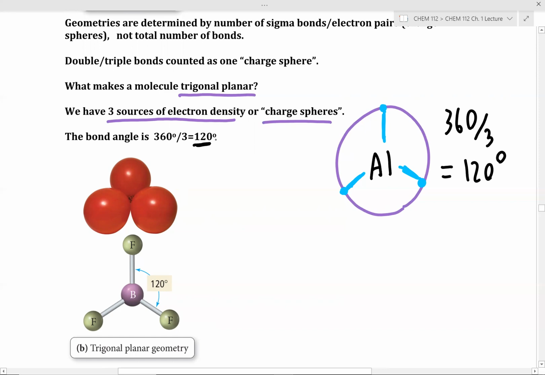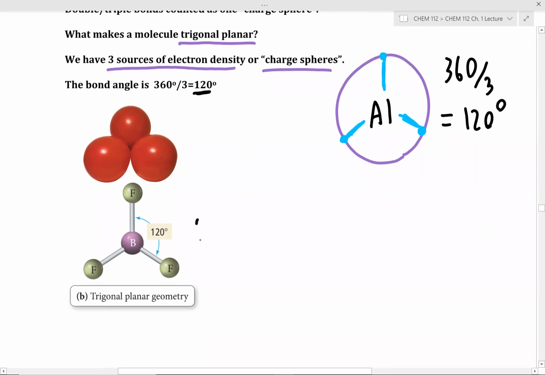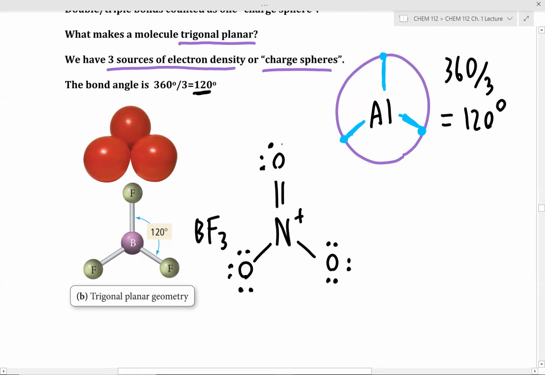Now, examples of molecules with the trigonal planar geometry would be BF3. Another interesting example, just to showcase molecules with a trigonal planar geometry, would be nitrate, which is NO3 minus. Now, one unique quirk of NO3 minus, how many charge spheres again are around our central nitrogen? 3, because remember we count this double bond as just one charge sphere.